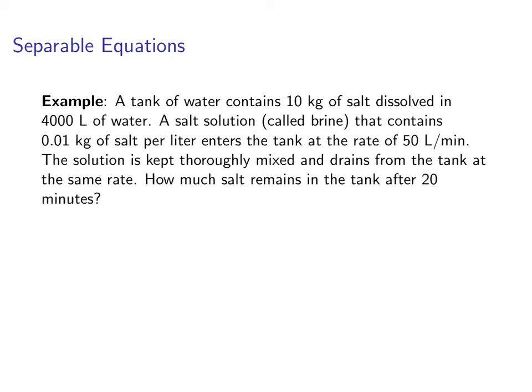A tank of water contains 10 kilograms of salt dissolved in 4,000 liters of water. Now a salt solution, usually called brine, contains 0.1 kilograms of salt per liter. So salty water comes into the tank at the rate of 50 liters per minute. And this solution is kept thoroughly mixed.